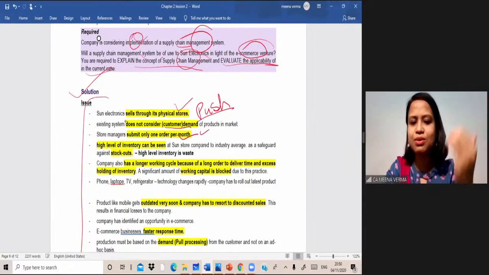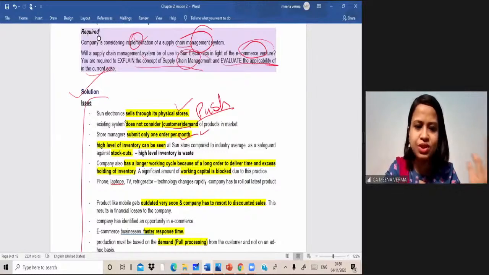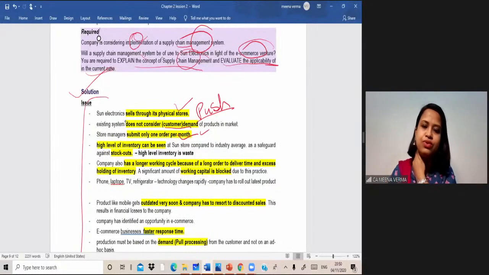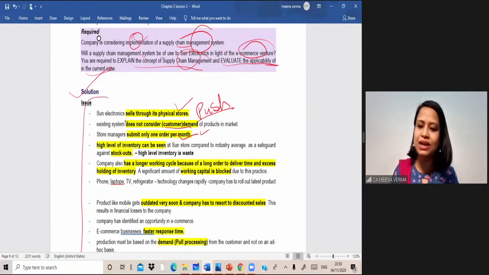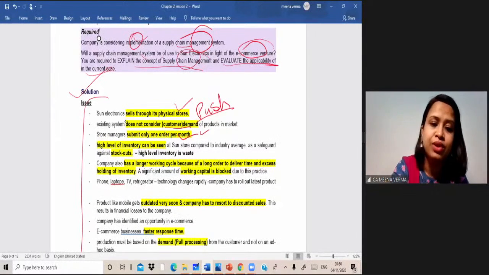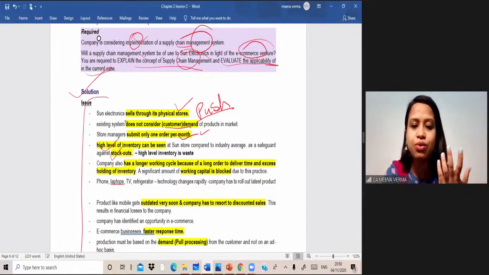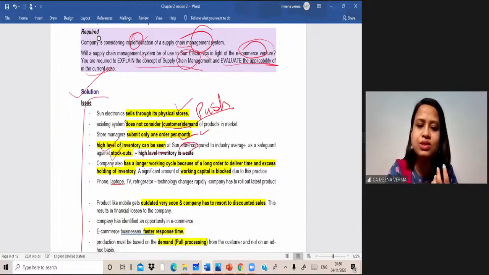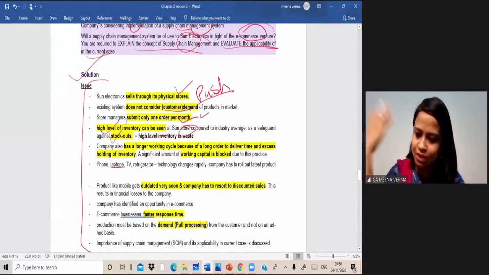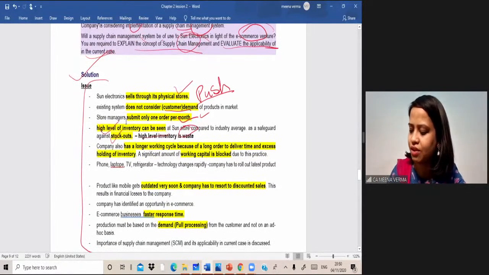Again, next point: they are submitting requisitions once a month, which is again a negative thing, because of which they are ordering more than their own demand and piling up their inventory, because they have a fear of stock out. And if you store high inventory, it's a kind of waste. This is what they have discussed, the same thing which we have discussed in the question, they have written here.